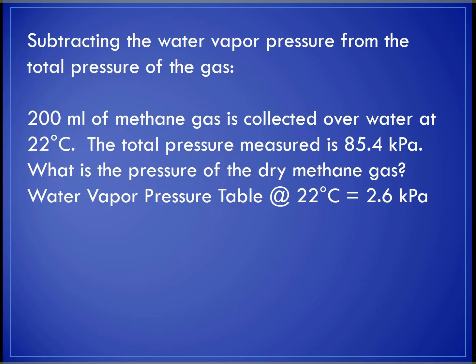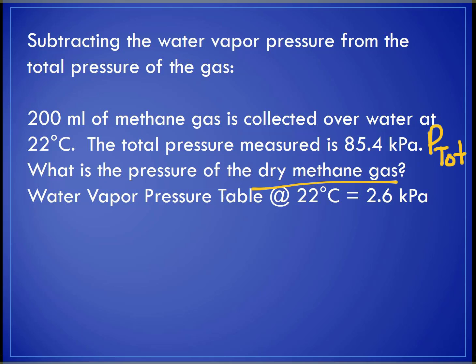So let's look at this problem. We have some gases collected over water at 22 degrees Celsius, and I have a total pressure of 85.4, and we're going to relate this to Dalton's law of partial pressure, so I'm going to call that my total pressure. And it says, what is the pressure of the dry methane gas?